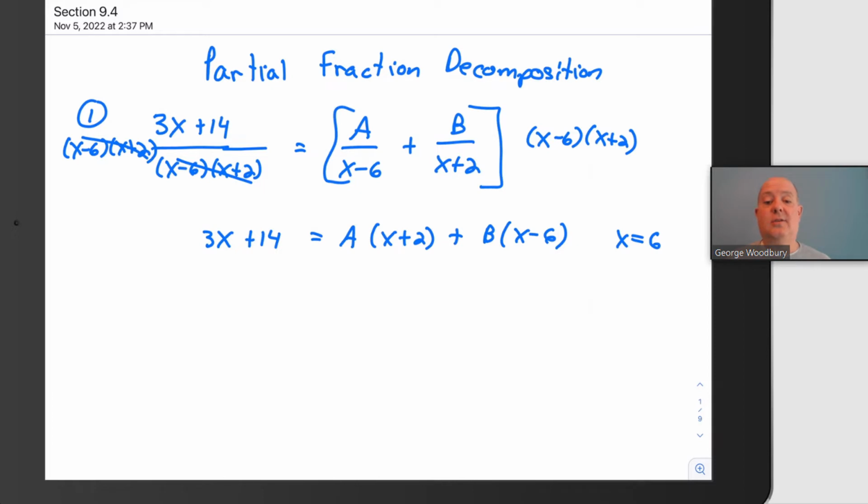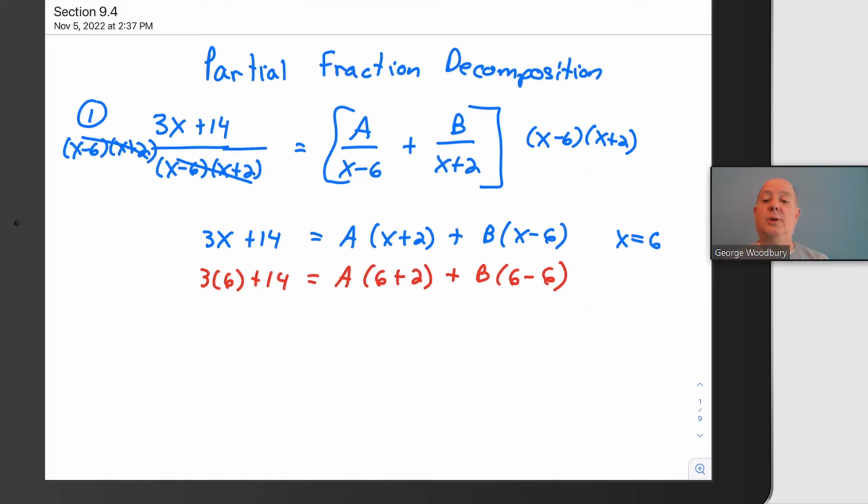Let's plug in 6 for x. And I'm going to do this in a different color. 3 times 6 plus 14 equals A times 6 plus 2 plus B times 6 minus 6. By the way, I picked 6 because I know 6 minus 6 was 0. I could also have put in -2 for x because -2 plus 2 was 0.